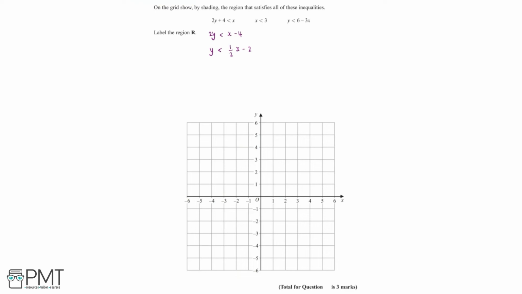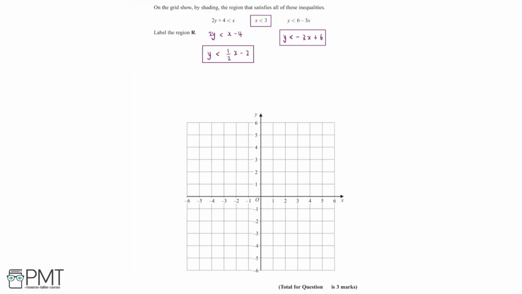Now the line x is less than 3 is already something that we can plot, so we can leave that how it is. And then we have y is less than 6 minus 3x. Now y is already the subject of this expression, but we can write it in the form y equals mx plus c by making the minus 3x come first. And so we can write this as y is less than minus 3x plus 6. We need to draw each of the 3 lines in the purple boxes.